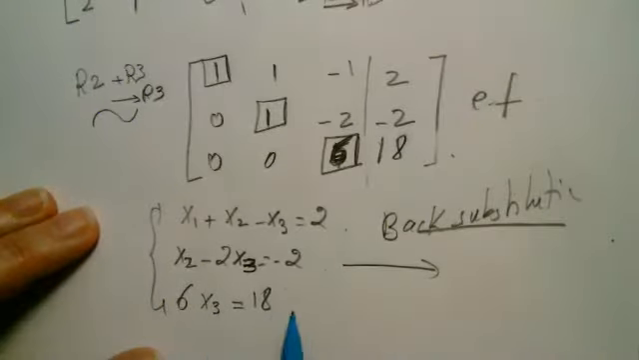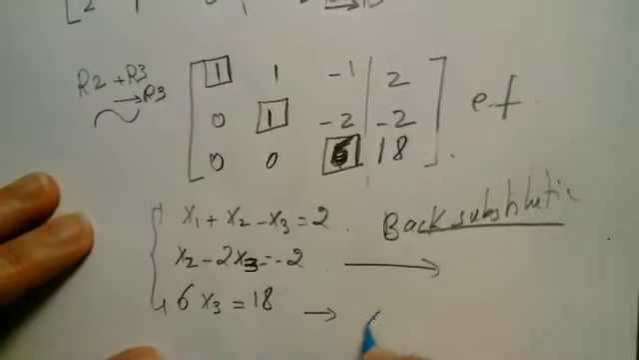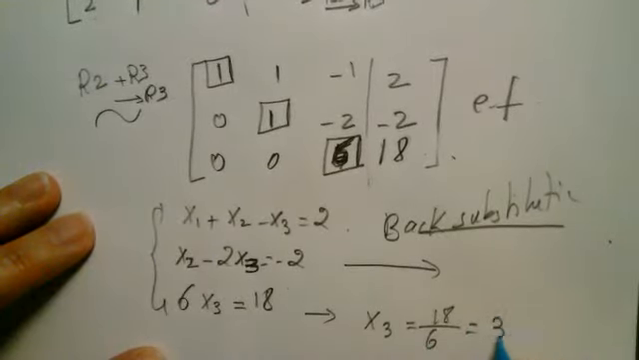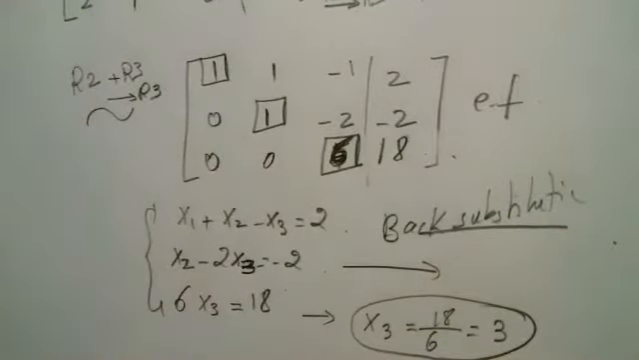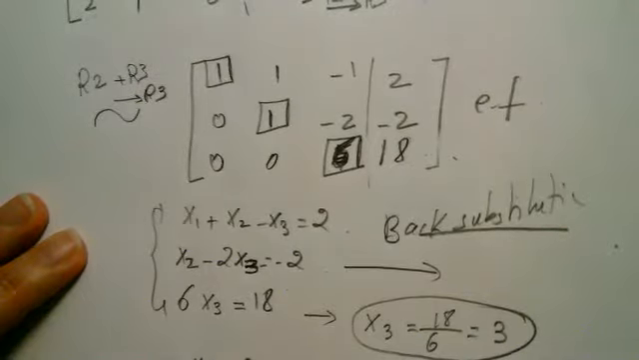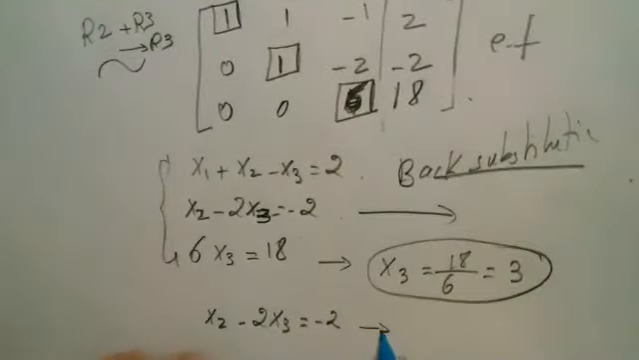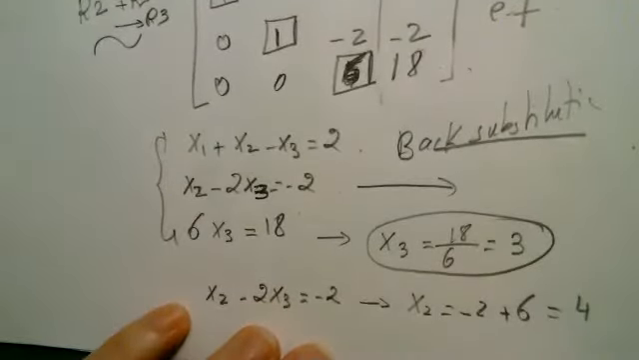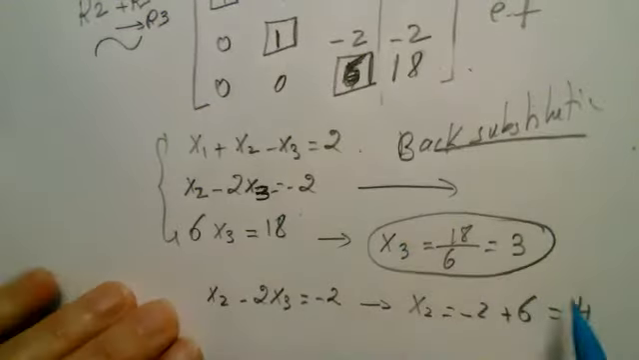Okay. Back substitution gives me x3 equal 18 over 6, x3 equal to 3. True or false? Now, what about the second one? I have x2 minus 2x3 equal minus 2. I will use that to solve for x2. So what is my x2? Minus 2 plus 2x3, which is 6. x2 should be equal to 4. Back substitution. So this will give me the second.